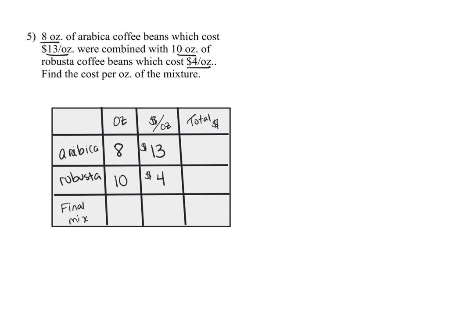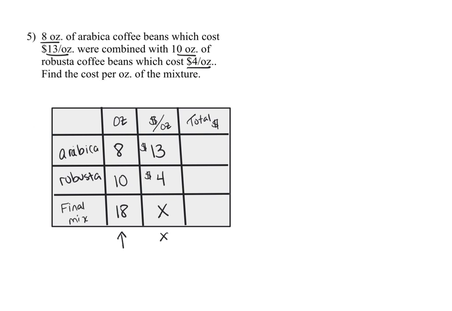Let's look at this first column. I always add down. How much do I have of my total mixture? 18. I never add down here. I do not add down. That is not 17. In fact, look at my question. Find the cost per ounce of the mixture. That tells me I don't know that, right? So I'm going to put a variable there.